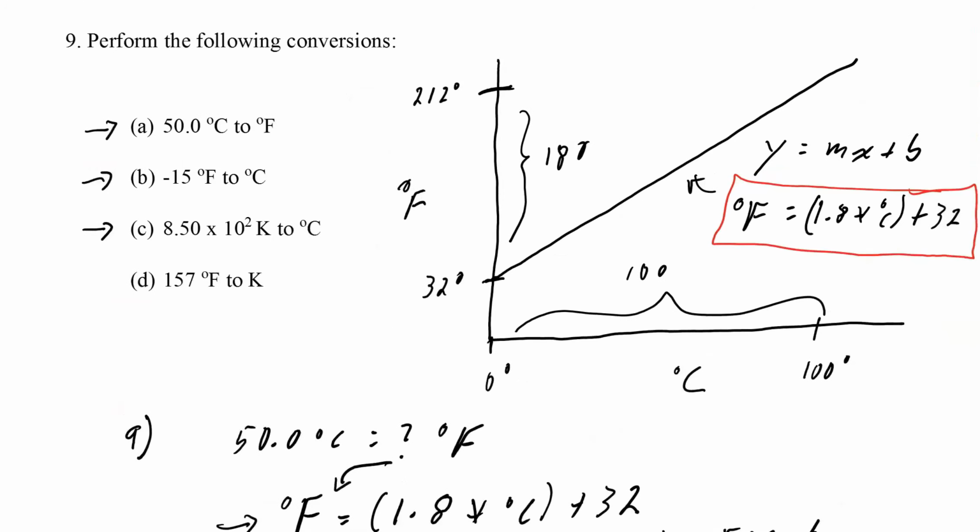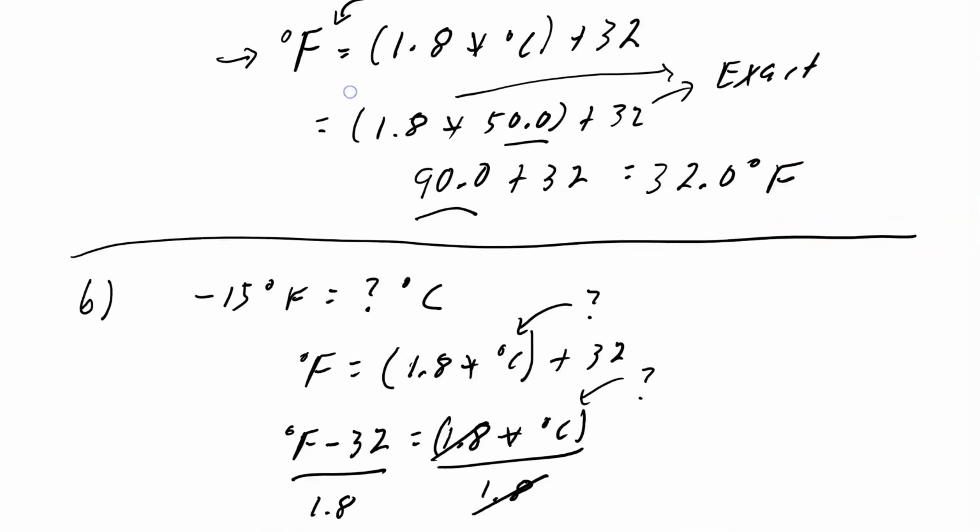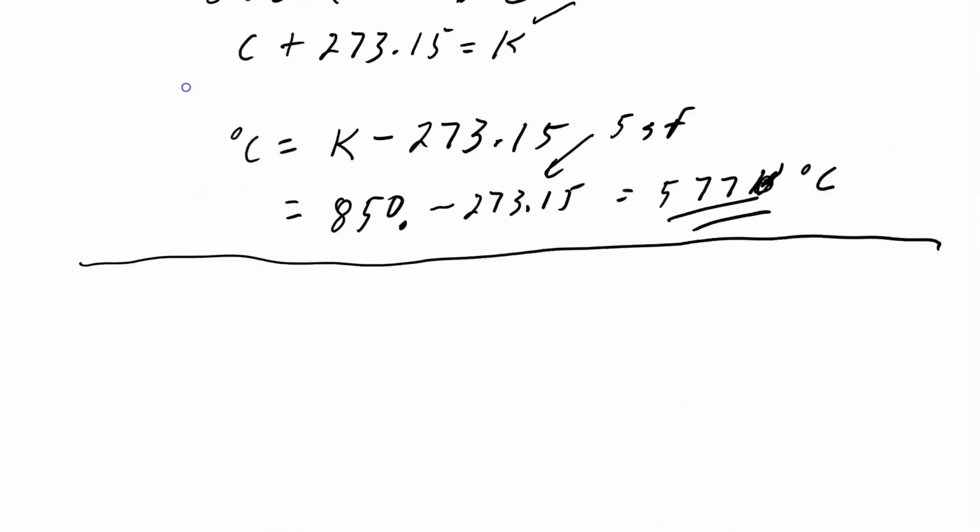And in part D, they're asking us to convert 157 degrees Fahrenheit to Kelvin. Here is going to be a 2-step problem because we first are going to need to convert our degrees Fahrenheit to degrees Celsius, then convert degrees Celsius to Kelvin. So our equation here that's boxed in red is going to be our first step. We're going to have to do some algebra to solve for degrees C. So let's scroll down and get to work on this.